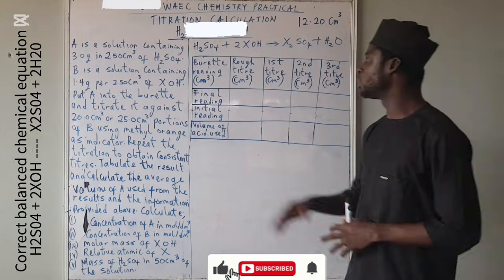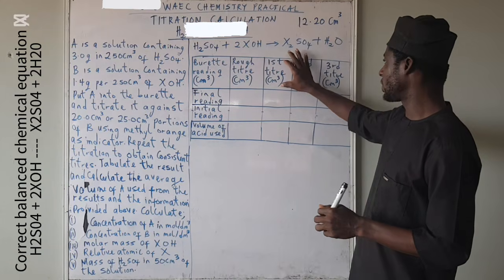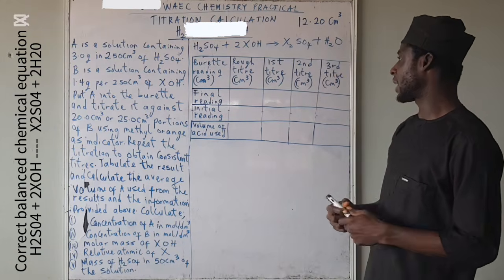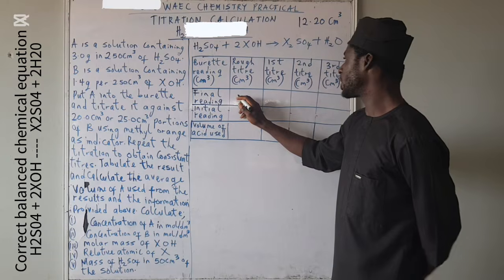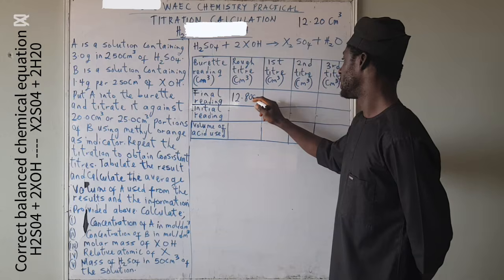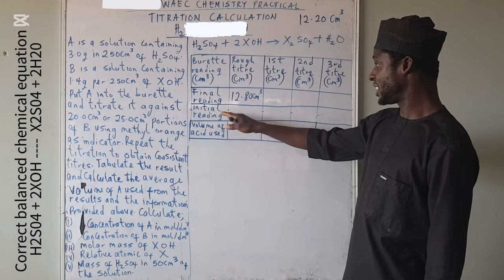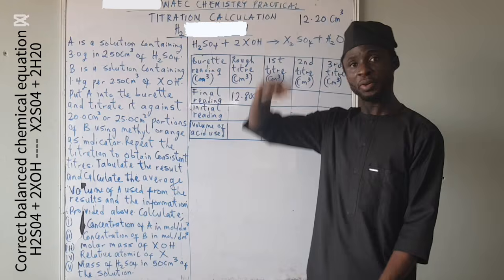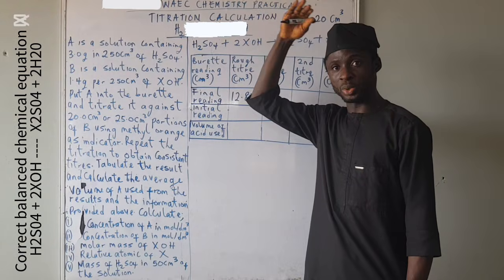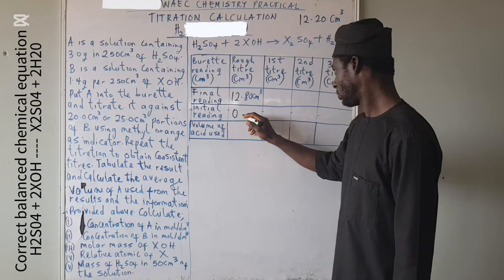Now let's come to our table. These are the Burette reading, the rough titer, our first titer, second and third titer. Now we can just pick anything for our rough titer value. Let's say it's in cm3. This is your final reading. If your initial reading is 0.0, that means that you have filled your Burette to the top. So let's say this one is 0.00.